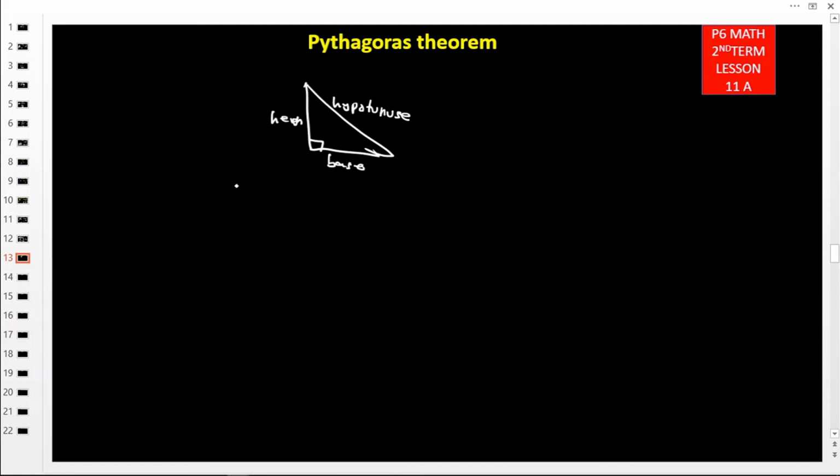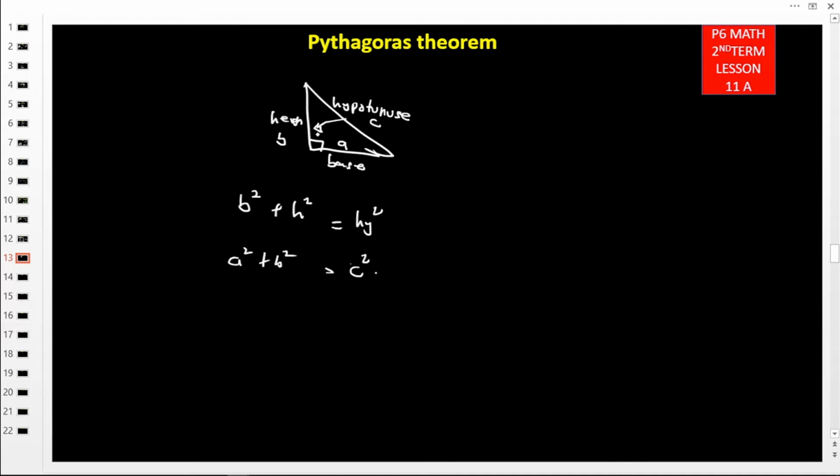Okay, so how does this one state? This man said, when you get base squared and you add height squared, you are going to get the hypotenuse squared. So it states that base squared plus height squared gives us hypotenuse squared. To make it easier, we introduce letters and say a squared plus b squared is equal to c squared, whereby a is the base, b is the height, and c is the hypotenuse. So the hypotenuse is that side which is opposite to the right angle.